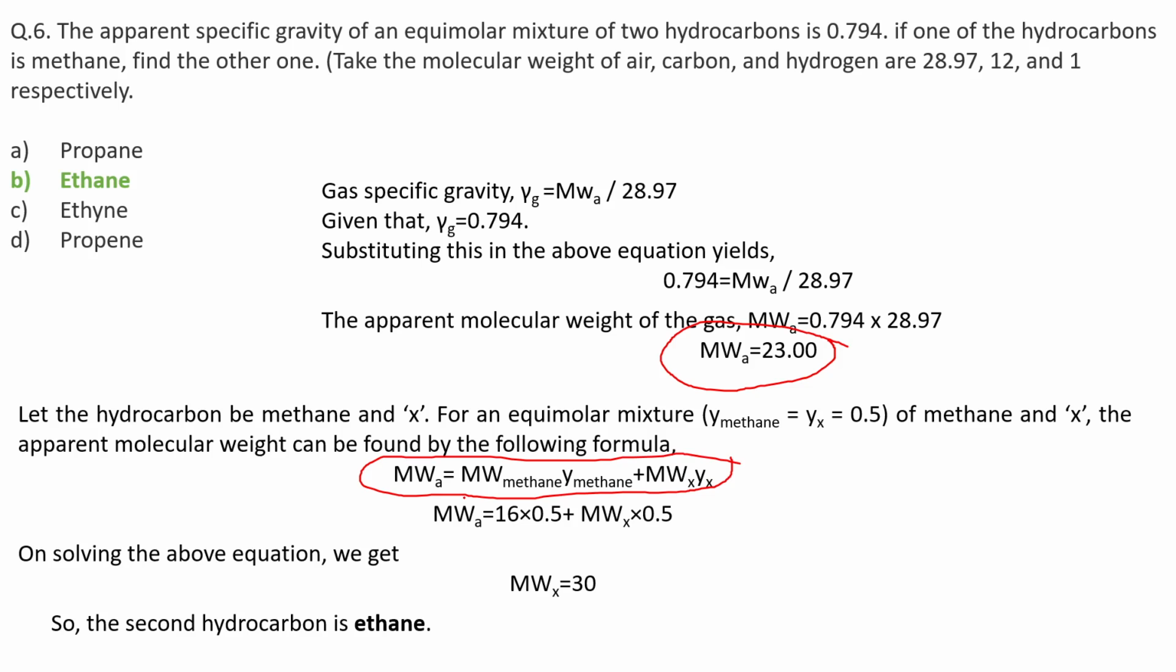Now, molecular weight of methane and the mole fraction of methane is known to us, and also the mole fraction of the other component is known to us because they are an equimolar mixture. So, we will equate this equation keeping the apparent molecular weight as 23, and we will find out the molecular weight of the unknown component as 30. So, from the options we can see ethane is the one which will have the molecular weight equal to 30. So, the answer here is option B, ethane.